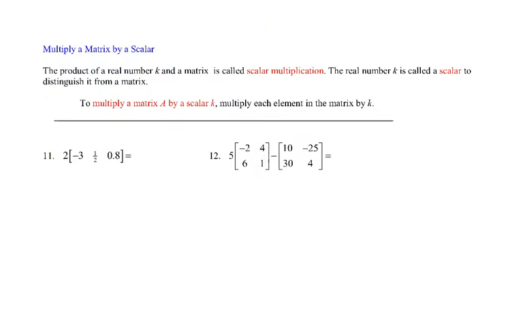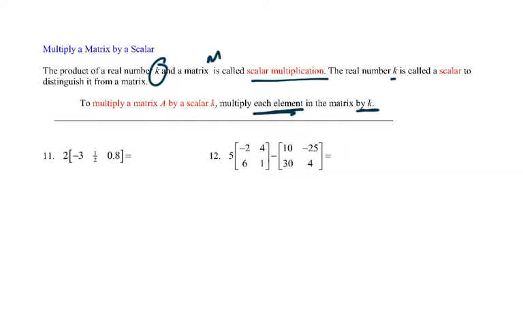There are two types of multiplication with matrices. The first one is scalar multiplication. The product of any real number k and a matrix, we'll call it matrix M, is called scalar multiplication. The real number k is called a scalar to distinguish it from a matrix. To multiply a matrix A by a scalar k, multiply each element in the matrix by k. So essentially, you can think of that scalar value multiplying times every element inside the matrix.